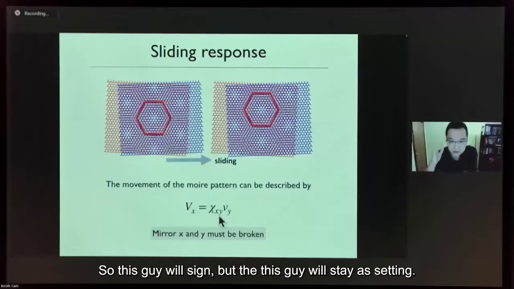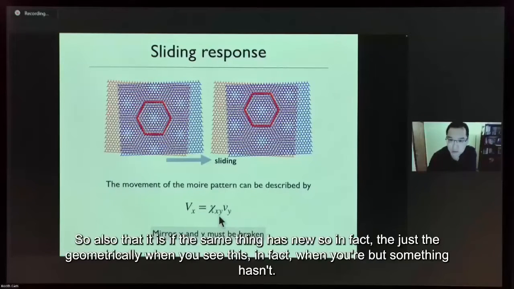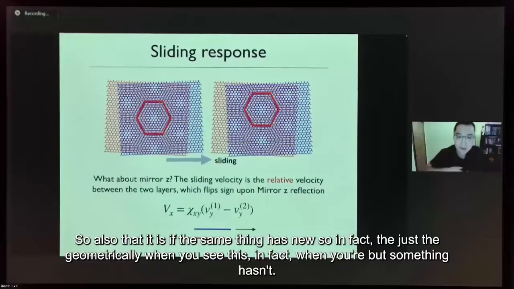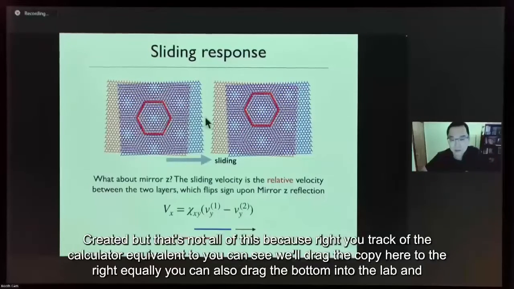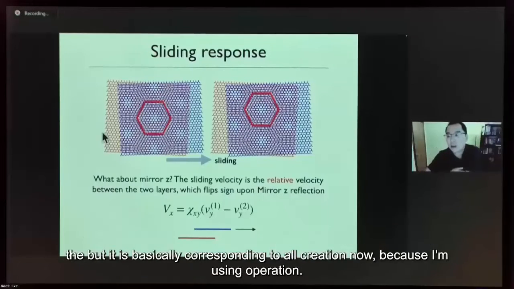So in fact, just geometrically, when you see this effect with your eyes, it already tells you that the structure has to break the mirror x and the mirror y symmetry. But that's not all of this, because what about the mirror z? You see that when you drag the top layer to the right, equivalently, you can also drag the bottom layer to the left. And they should give you the same phenomenon. But this basically corresponds to a mirror z operation.